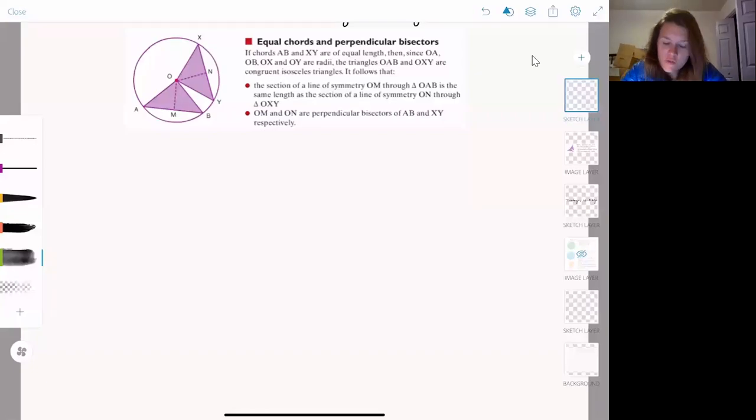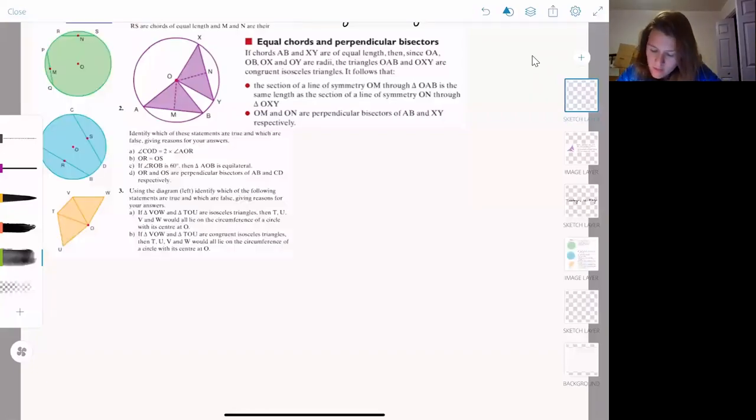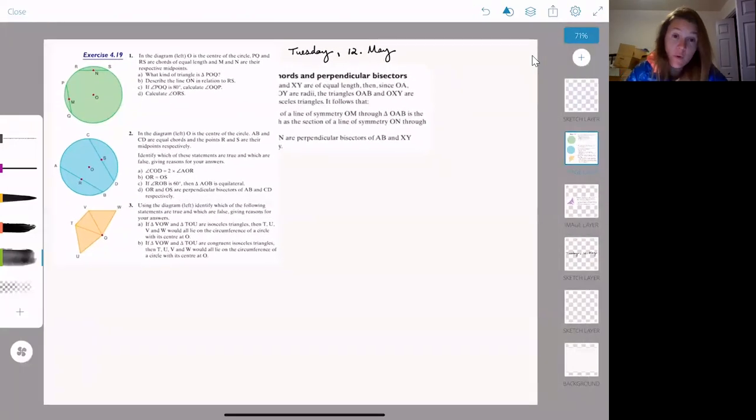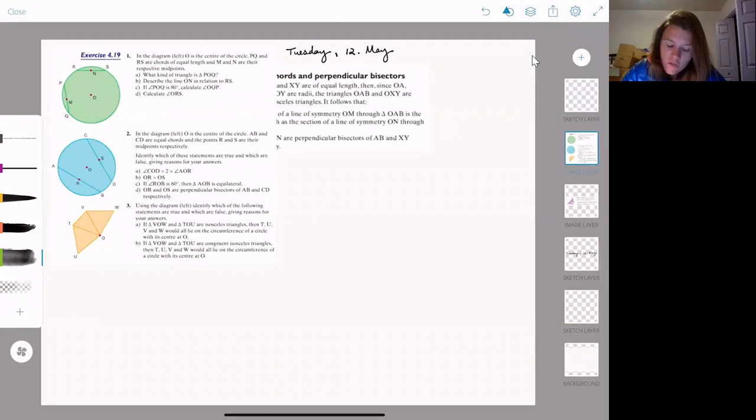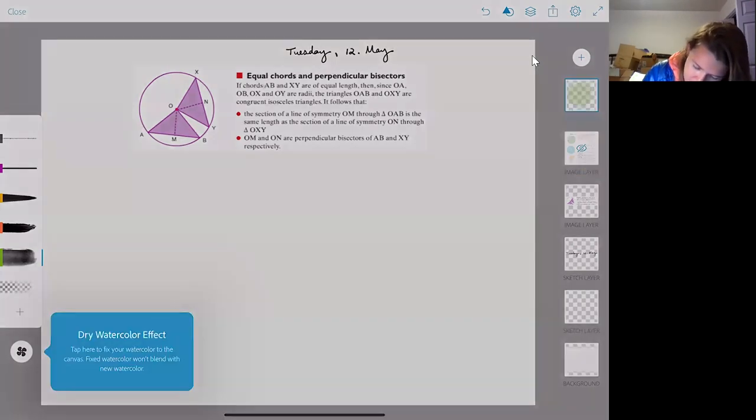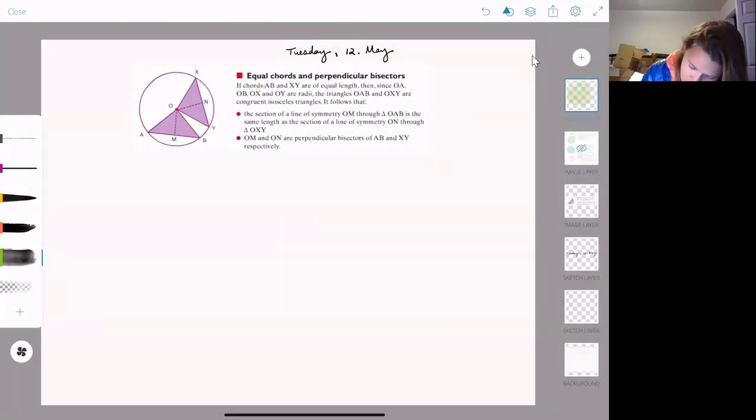Okay, hey guys, so today we are going to be doing exercise 418, 419. So let's get started with an example. Okay, so here we're talking about chords. So if chords AB and XY are equal length.